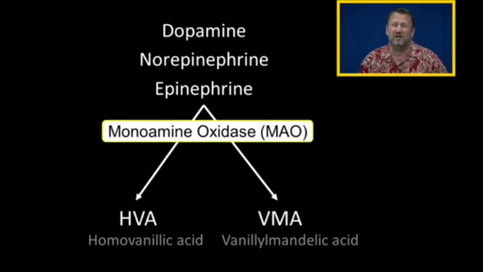The most important enzyme that breaks down the catecholamines is monoamine oxidase. Monoamine oxidase also breaks down serotonin. So it's important to know that monoamine oxidase is the enzyme that breaks down the catecholamines, and HVA and VMA are the end products of the catecholamine breakdown.